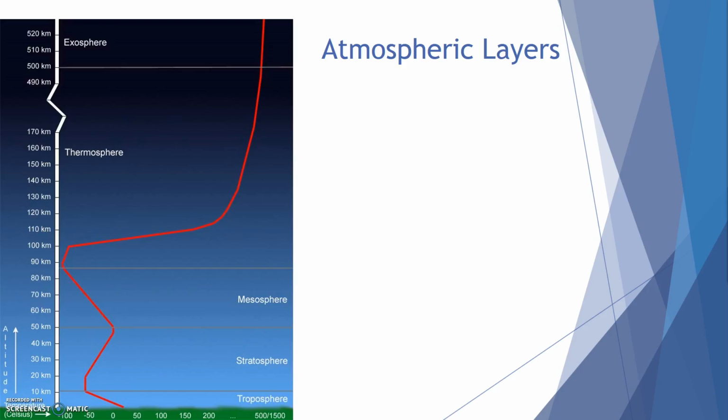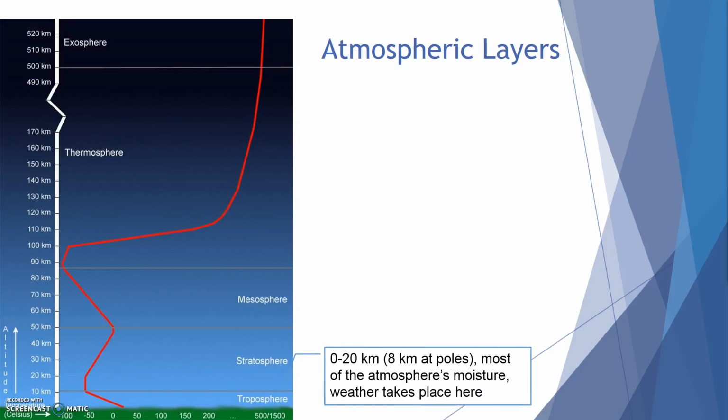Lastly, when we talk about the atmosphere, we talk about the layers of the atmosphere. Now, depending on where you are, these numbers change a little bit. Depending on the source you get, you might see, for example, the troposphere is 10 kilometers, it might be 20 kilometers. But if we start at the troposphere, generally 0 to 20 kilometers above sea level. All of these values are above sea level. An example here is at the north and southern poles. It's approximately 8 kilometers. This is where we live, right? This is where our weather takes place. Most of the atmosphere's moisture is located here.